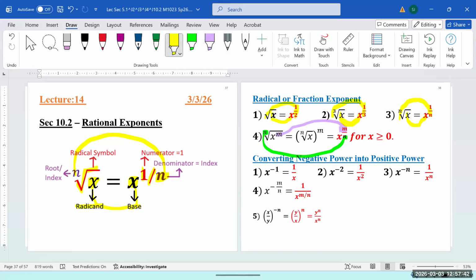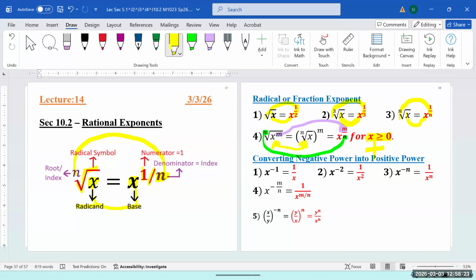Now, if your radicand is 0 or a positive number, then we can rewrite nth root of x to the power m into nth root of x, and then everything raised to the power m. So these two are equivalent only if your radicand is 0 or a positive number. So when you simplify, if you take the radical first, the number will become smaller, and then you can apply the power, it will become a bigger number. So this is about radical to fraction exponent.